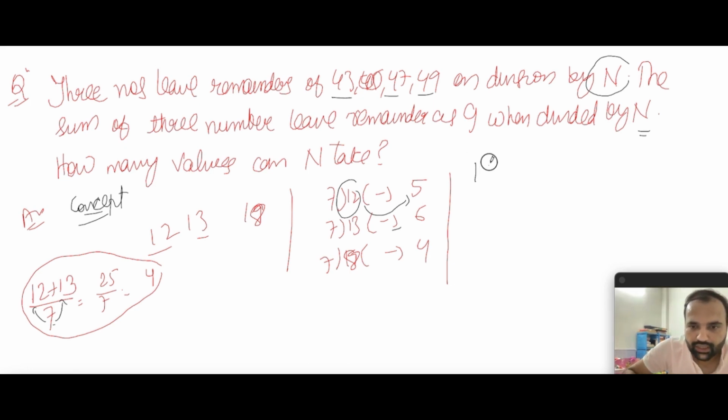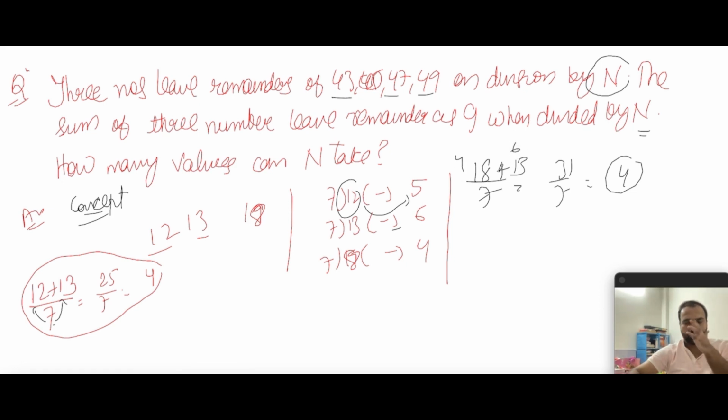For example, let's take 18 plus 13 divided by 7. So we have 31 by 7, we get 4 over here, okay? But if you want to check individually, the remainder for 18 would be 4 over here, and for 13 it would be 6 over here. So that's what I'm trying to show. Let me explain this to you in another manner again.